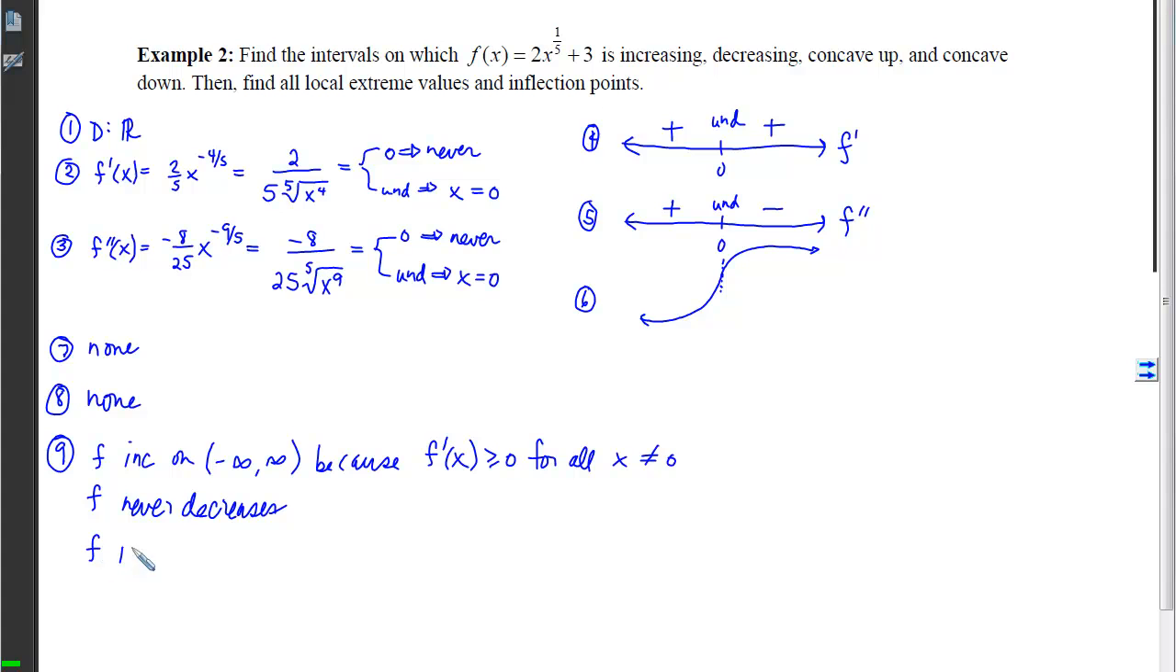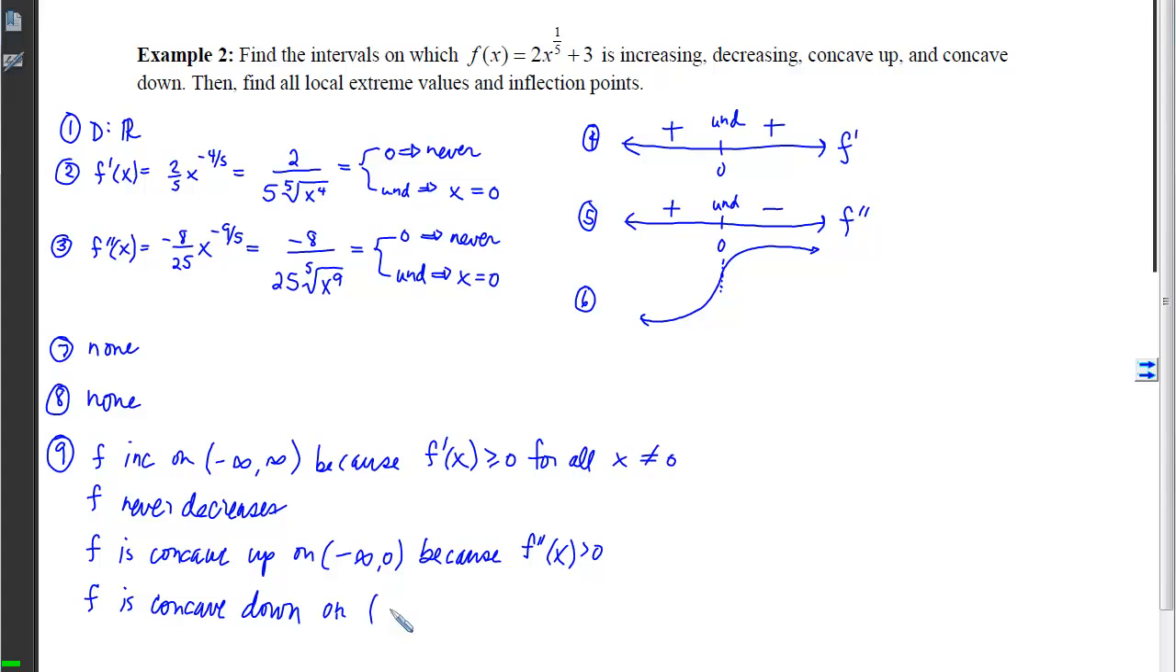We can say f is concave up from negative infinity to 0 because f double prime is greater than 0. We can say f is concave down from 0 to infinity because it is there that f double prime is negative. And we can say that f has no extrema and no inflection points.